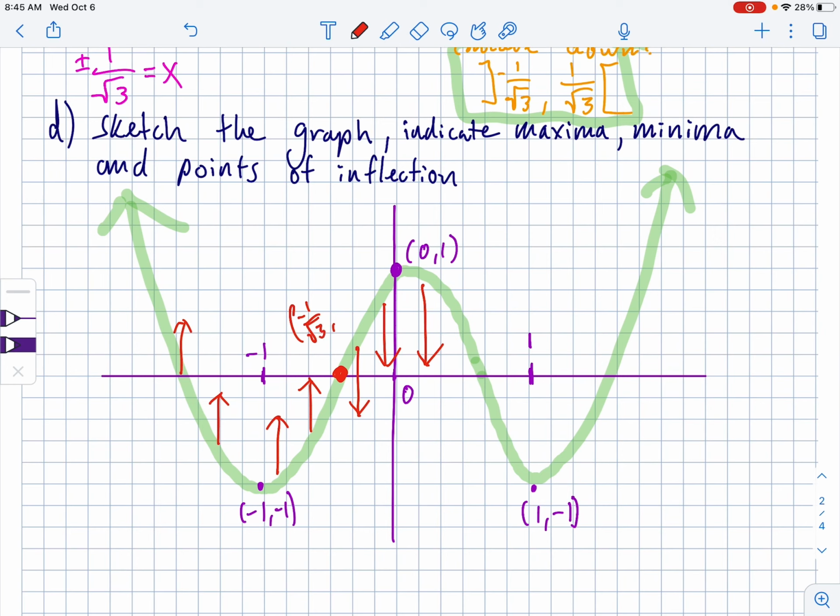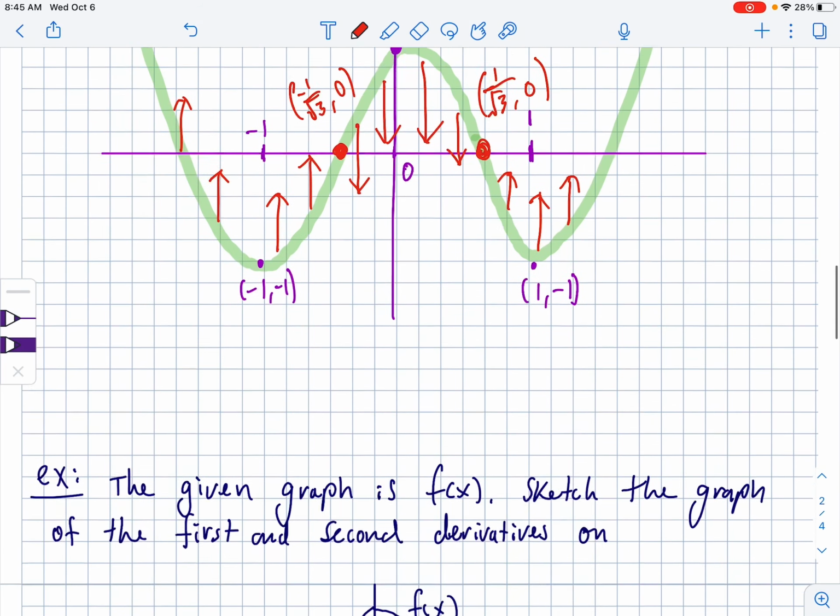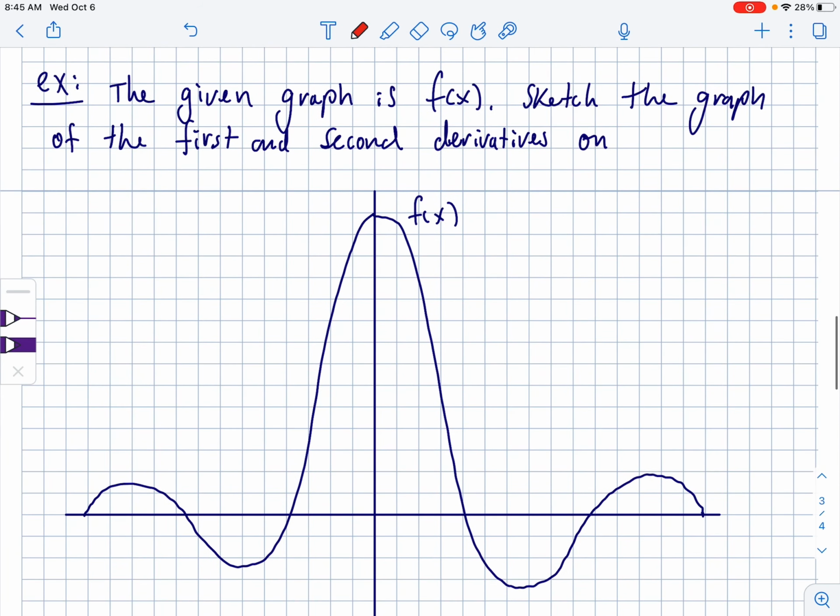So the purple ones are turning points, but this is an inflection point, which is the point -1 over the square root of 3, 0. And then it happens again over here where it switches from concave down to concave up. And this is 1 over square root of 3, 0 for that point. Okay, guys, I think that's enough for that sketch.